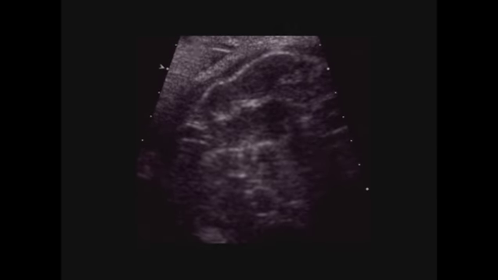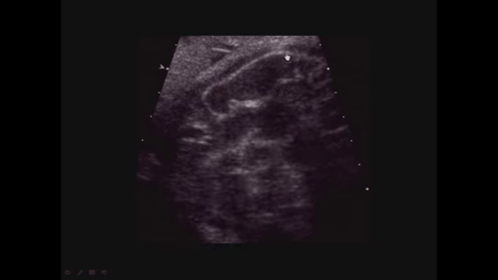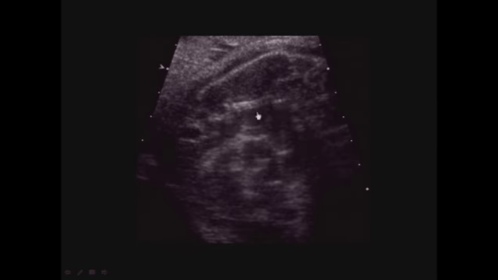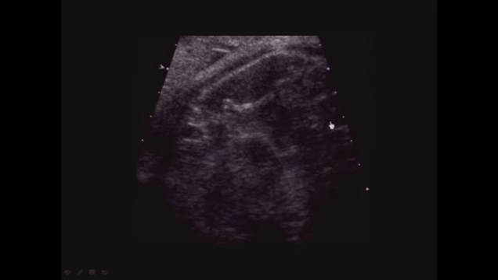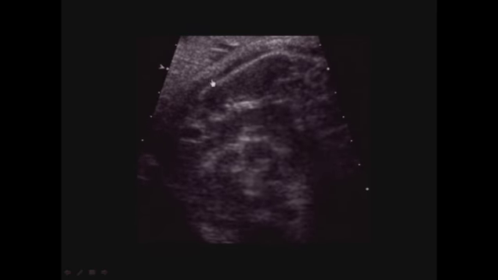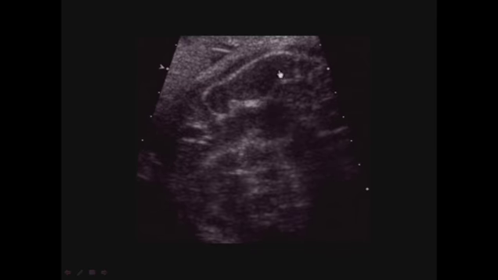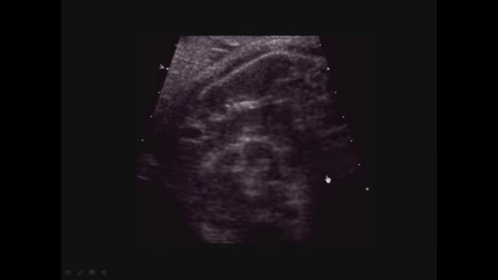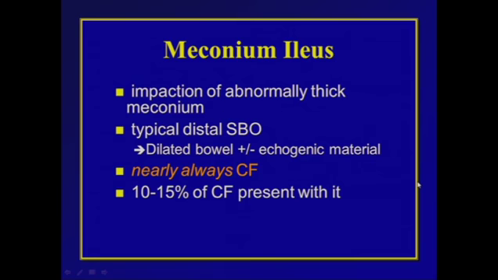Another example of a small bowel process. In this instance, though, we see a short segment of bowel. You could see rapid peristalsis, more normal appearing peristalsis all through the abdomen, but this loop is not peristalsing. It's just sitting there and sort of squeezing a little bit, but not giving us normal peristalsis. And this is an example of meconium ileus.